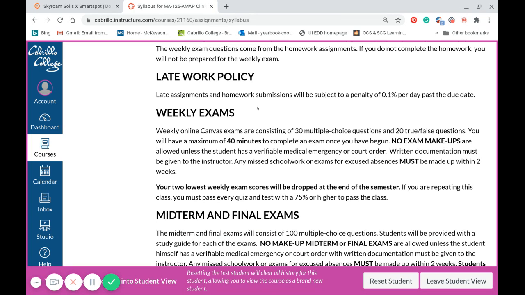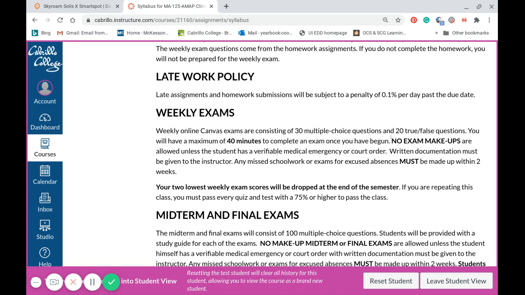There's going to be weekly exams. They have 30 multiple choice questions and 20 true-false questions. You will have 40 minutes to complete the exam once you begin it in Canvas. This is falling in line with the national exam standard, which consists of 4 modules. Each module has 50 questions, just like ours, and they have a time limit of 40 minutes. So this is designed to prepare you for that certifying exam.